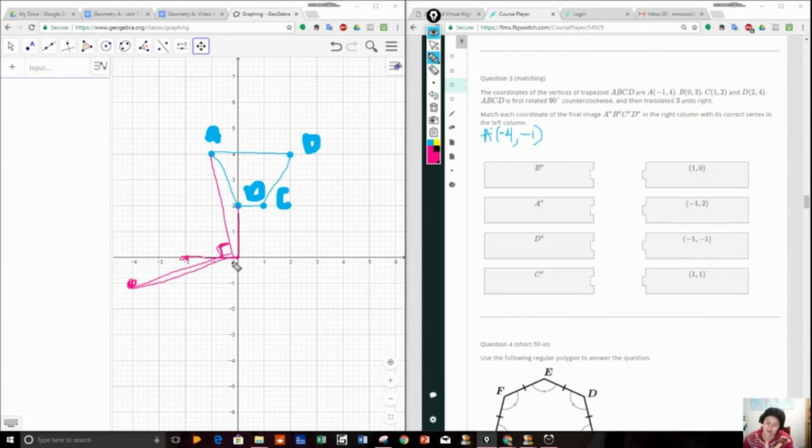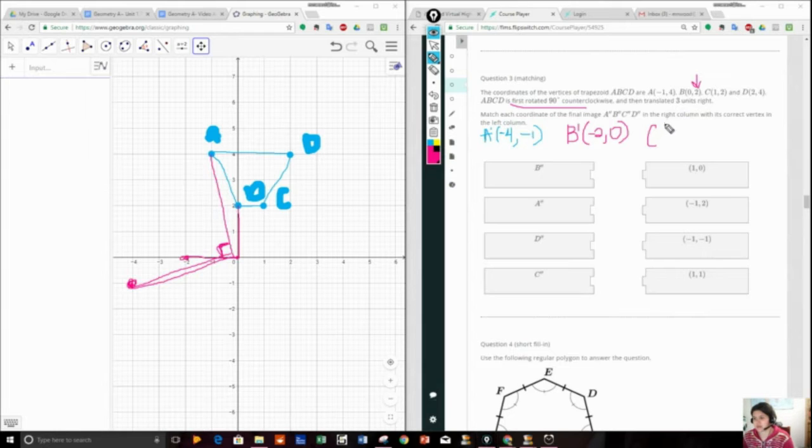Because we don't have a corner to pick up and move, I'm going to use the algebra way, or just remember that for B prime, the y coordinate now becomes our x coordinate, and it's negative, and our x coordinate became the y coordinate. So that's the first transformation being rotated 90 degrees.